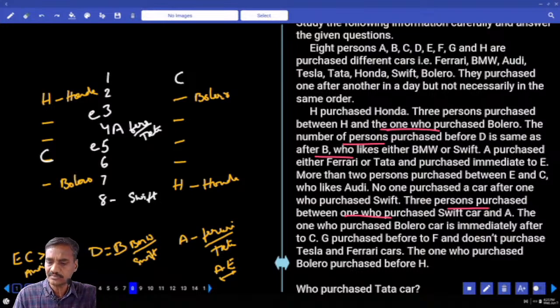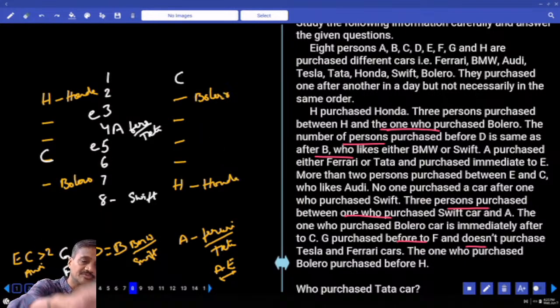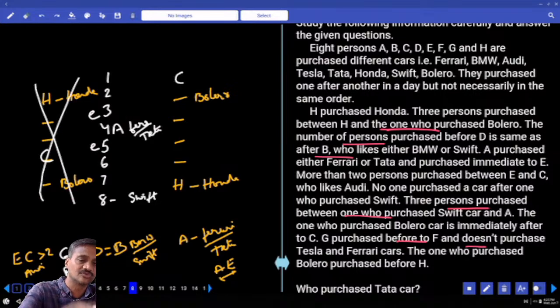Then G purchased before F, and G does not purchase Tesla or Ferrari. G is before F. And the one who purchased Bolero purchased after H. Now Bolero is after H, so this case is ruled out. Now the one who purchased Bolero purchased before H. As Bolero is purchased before H, this case is ruled out.